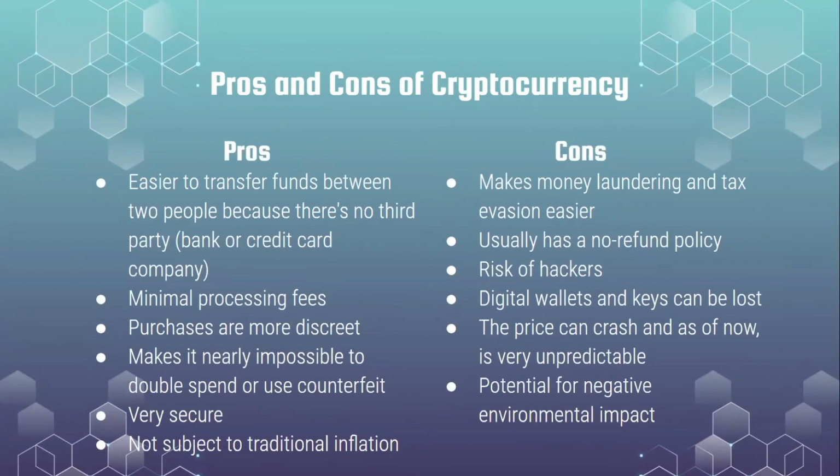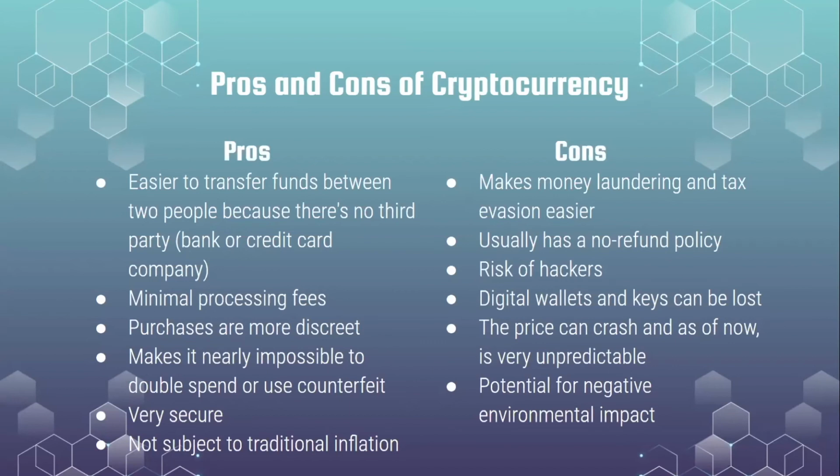Another pro is that there are minimal processing fees and purchases are much more discreet. So they're very secretive purchases, which can be good and which can be bad, which we will explore in just a second. And then it makes it nearly impossible to double spend or use counterfeit. Because everything is maintained on the blockchain network, there's very little chance that someone will be able to use counterfeit Bitcoin or anything like that.